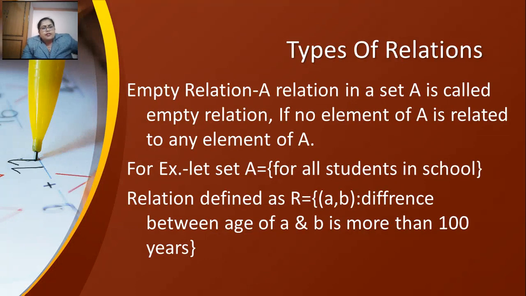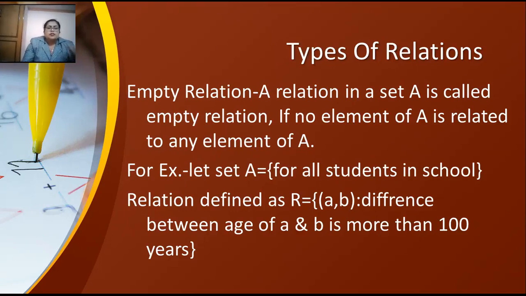Now, types of relation. First, empty relation. A relation in a set A is called an empty relation if no element of A is related to any element of A. It means if I define a relation in a set, and this relation is not true for any element of the set, then this type of relation is called an empty relation.